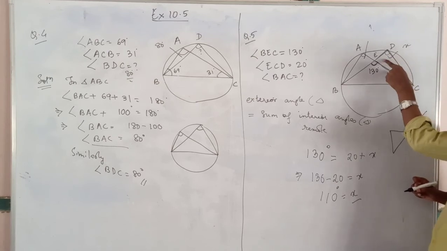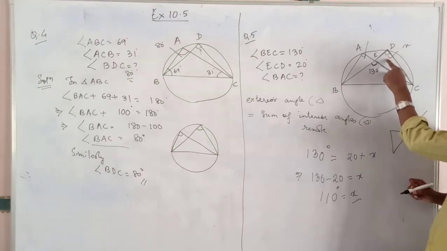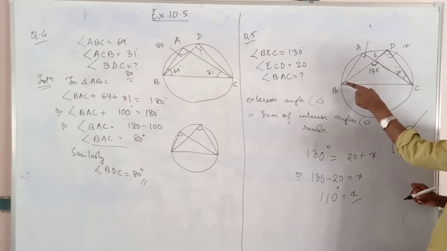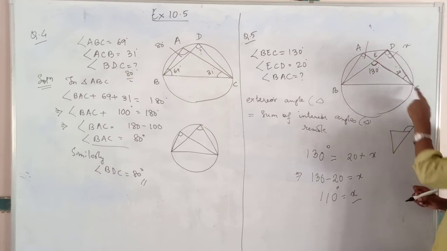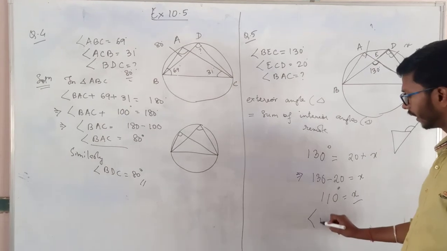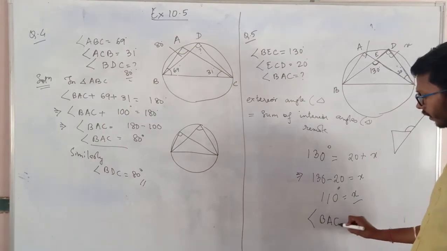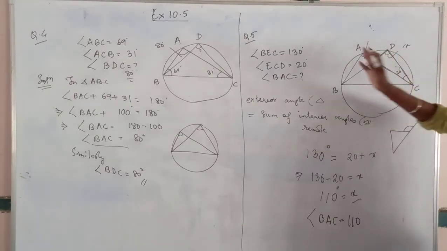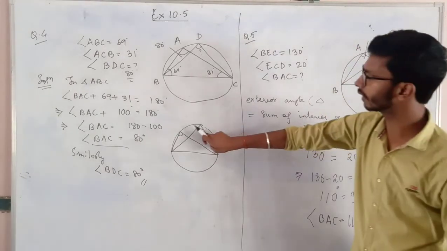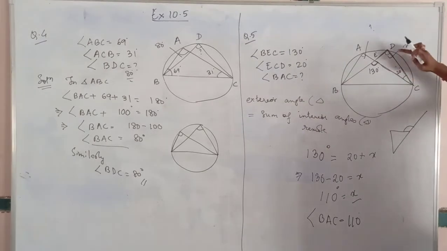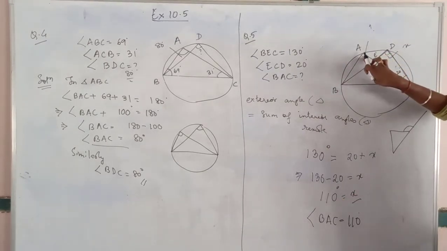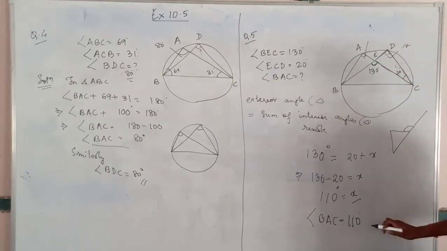If this angle is 110, we can also say that this angle is also 110. That means angle BAC is also 110. Was it clear? In the previous question I told you these two angles are equal, so if I got this angle as 110, this angle is also 110.